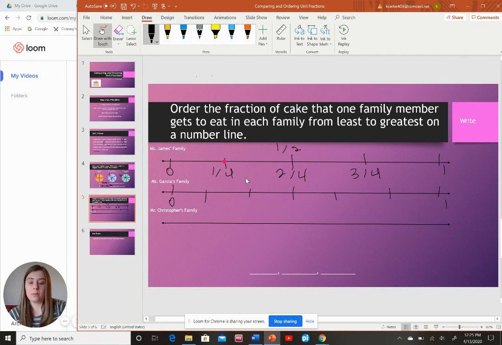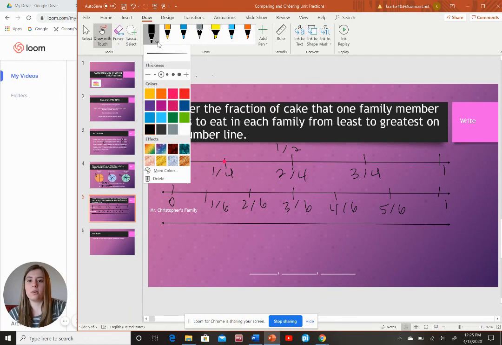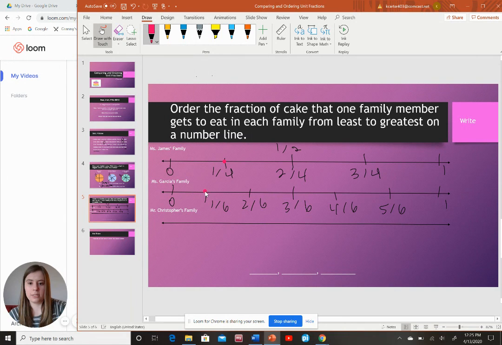So I just need to count up. So 0, and then I have 1/6, 2/6, 3/6, or 1/2, 4/6, 5/6, and then 6/6 or 1. Okay, so that's what Mrs. Garcia's number line would look like. And then I'm going to go ahead and label what one person would eat. And we already found out that it would be 1/6 of a cake. So I've labeled that fraction on her number line.